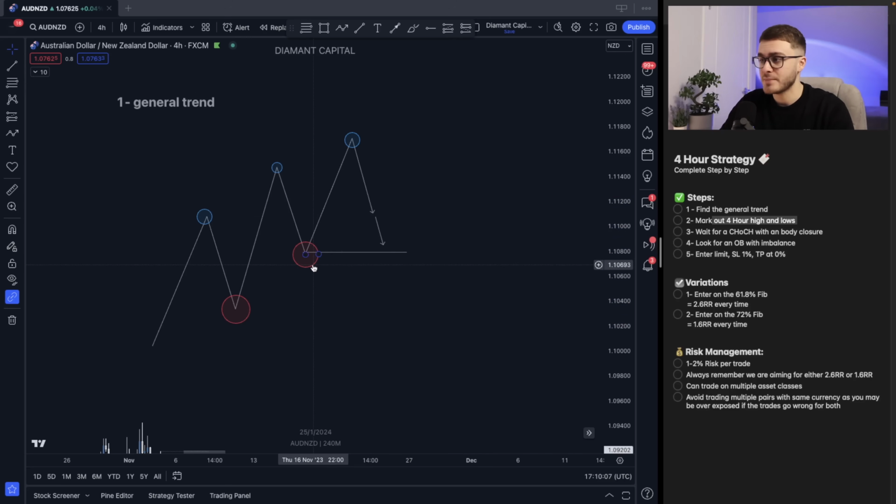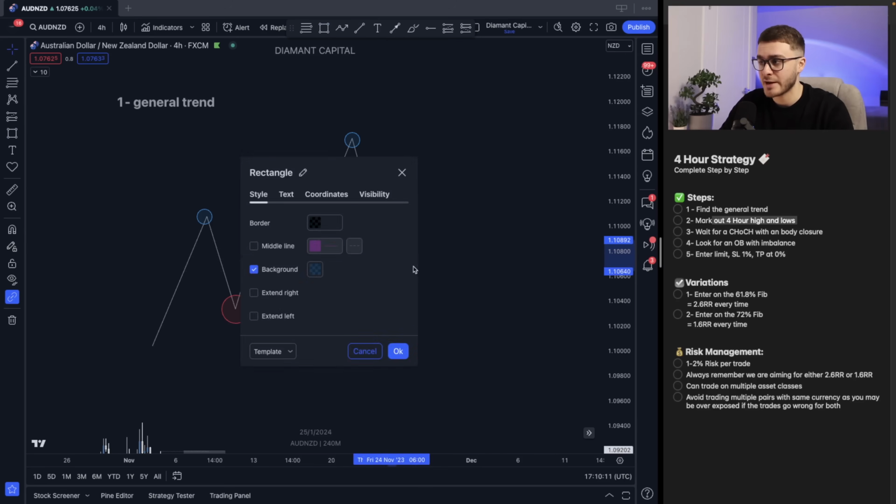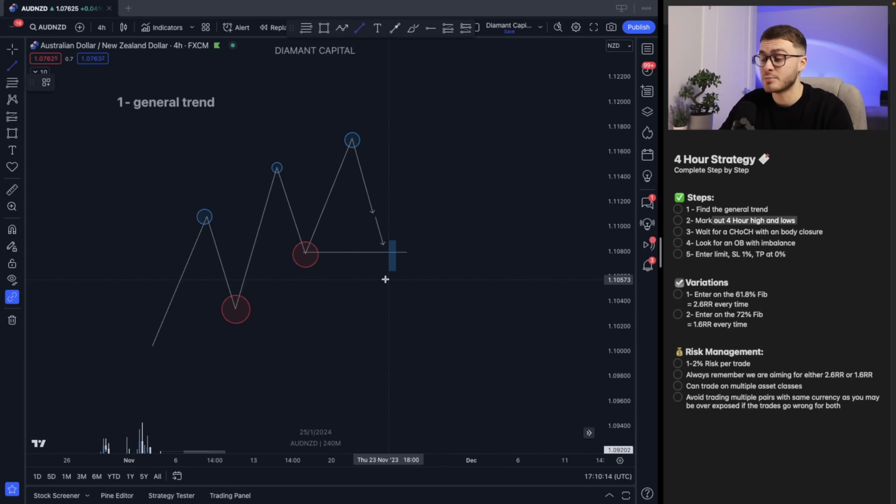Now with this over here, what I mean by body closure is I simply want to look for something like this, where price actually breaks through the low that we've identified over here. As soon as it breaks the low, that's when we can understand, okay, we now have a full-on change of character.